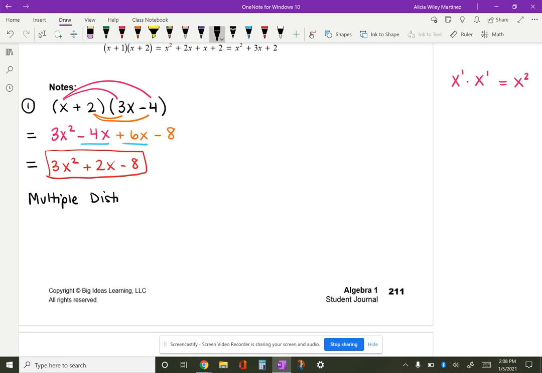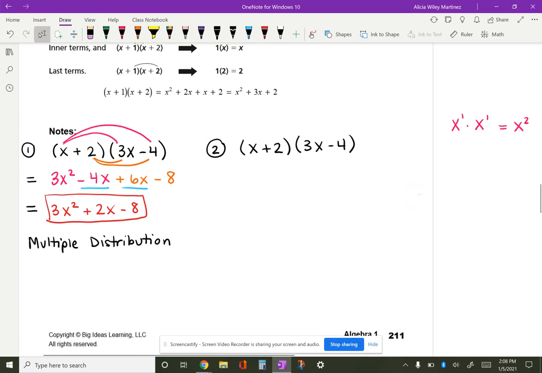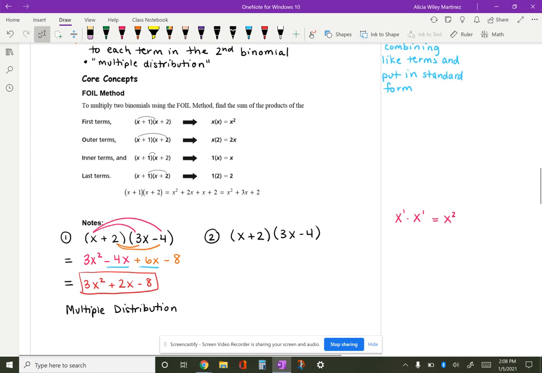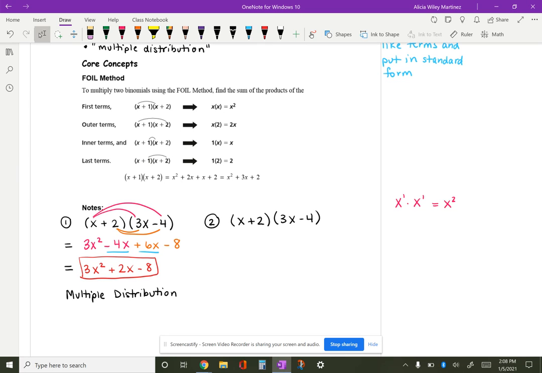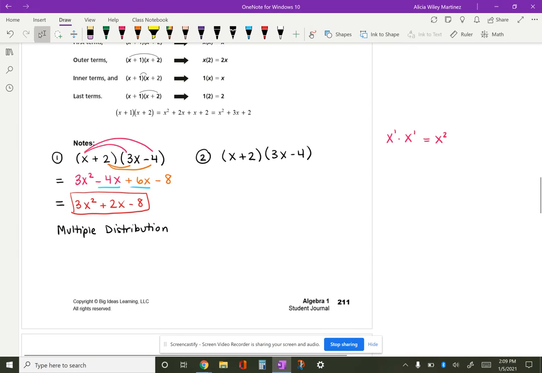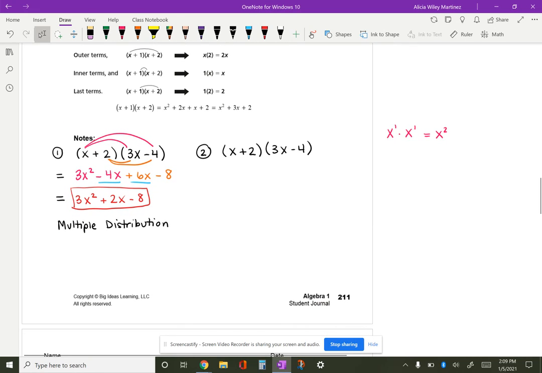Now you'll see up above in the core concepts this idea of what's called the FOIL method, okay? So in method 2, I'm going to do the same exact problem, and I'm going to introduce this concept of FOIL, which is really what I just did. It's exactly the same thing, okay? FOIL is a mnemonic device for multiplying 2 binomials together, and I'm going to show you how it looks a lot like what we just did.